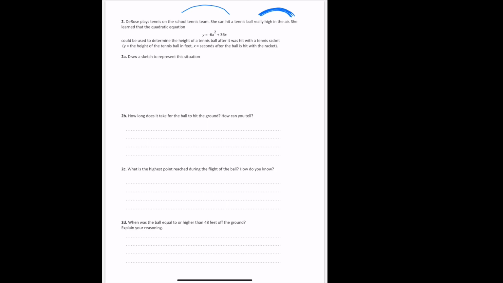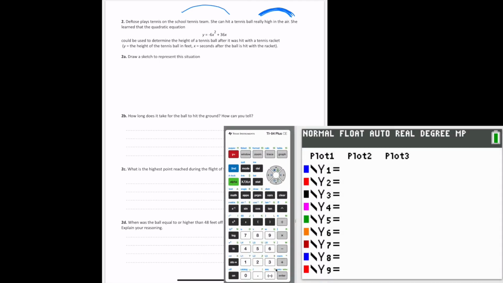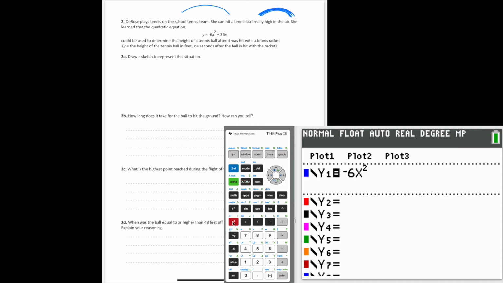So as you hit the tennis ball, we expect it to go up and then back down again. We're going to draw a sketch of it, and to do that, we're going to use our calculator. So we're going to go to Y equals, and type in the function. We need to make sure we use the bottom button next to the enter for the minus. So it's 6x squared plus 36x.